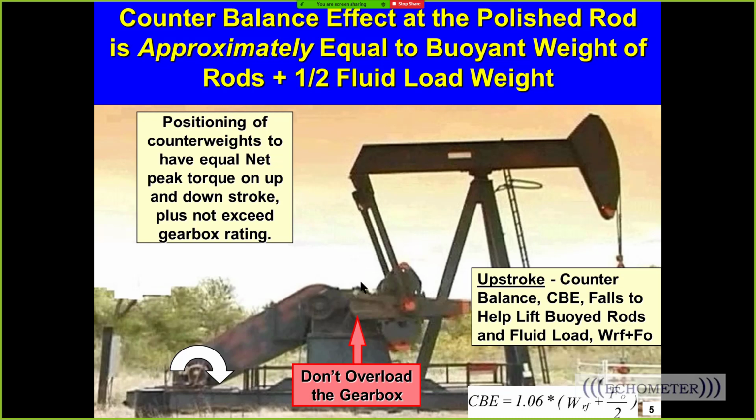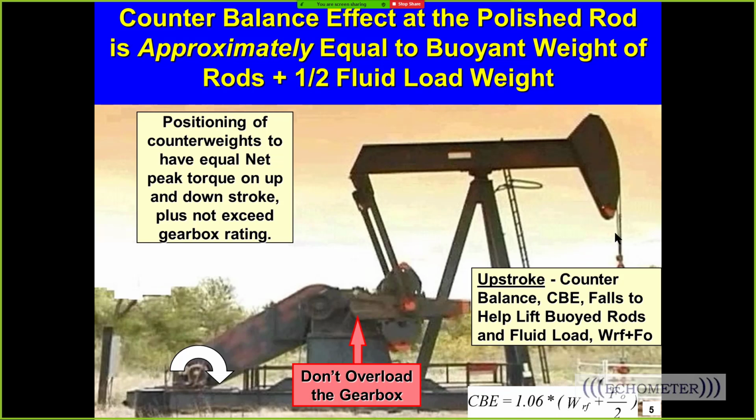And so to make a balance, to minimize the amount of work that you're doing, upstroke and downstroke, to minimize the size of your motor, the size of your gearbox, the size of your pumping unit, you want to balance that upstroke and downstroke load of the rods by having the effect of the counterbalance equal to weight of rods in fluid plus half the pump load. API said, well, you need about 6% more than this right here, but in general, it's about half. Weight of rods in fluid, about half the pump load.